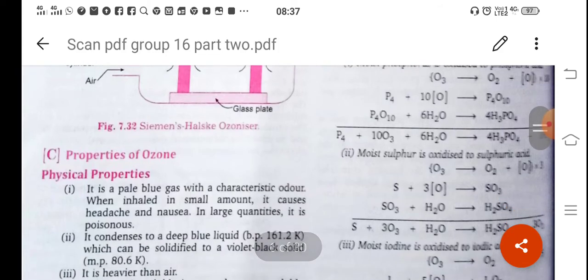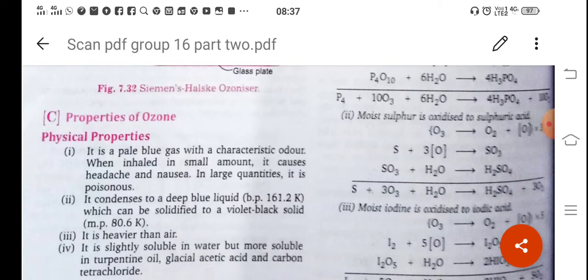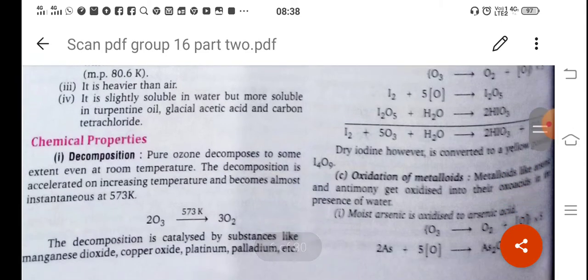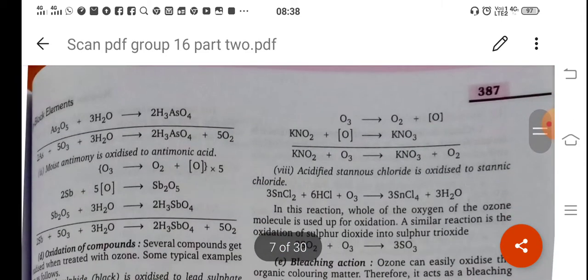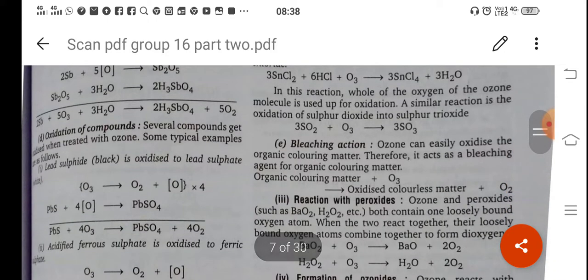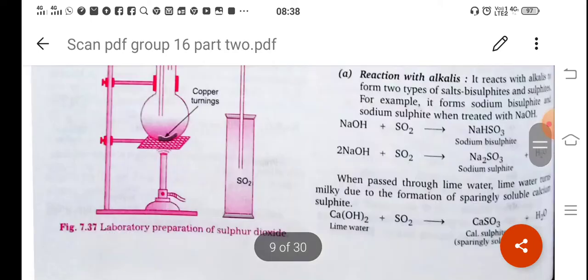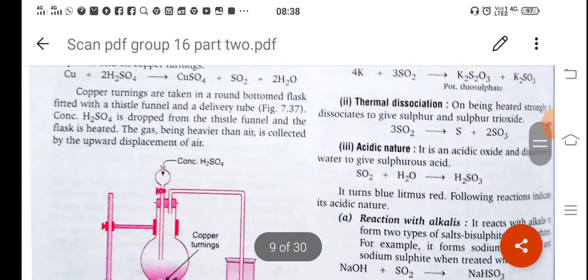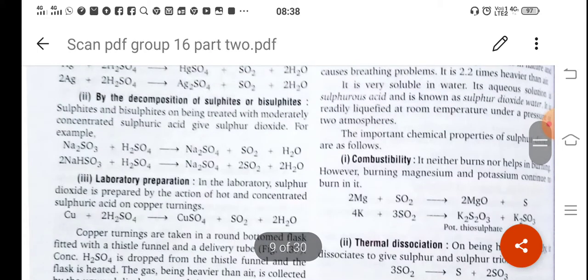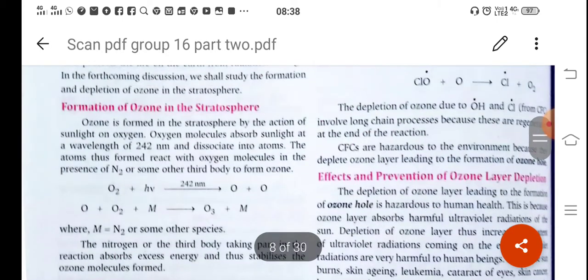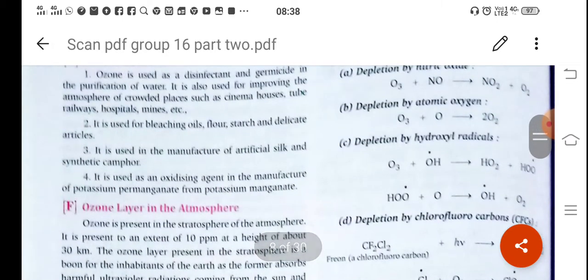Now the properties of ozone. It is a pale blue gas with a characteristic odor, and it causes headache and nausea. It condenses into a deep blue liquid. Among the chemical properties, it very soon decomposes to give oxygen. As it liberates oxygen, it has oxidizing properties, since ozone gives dioxygen and nascent oxygen. Because of its ability to provide nascent oxygen, it is considered a strong oxidizing agent.